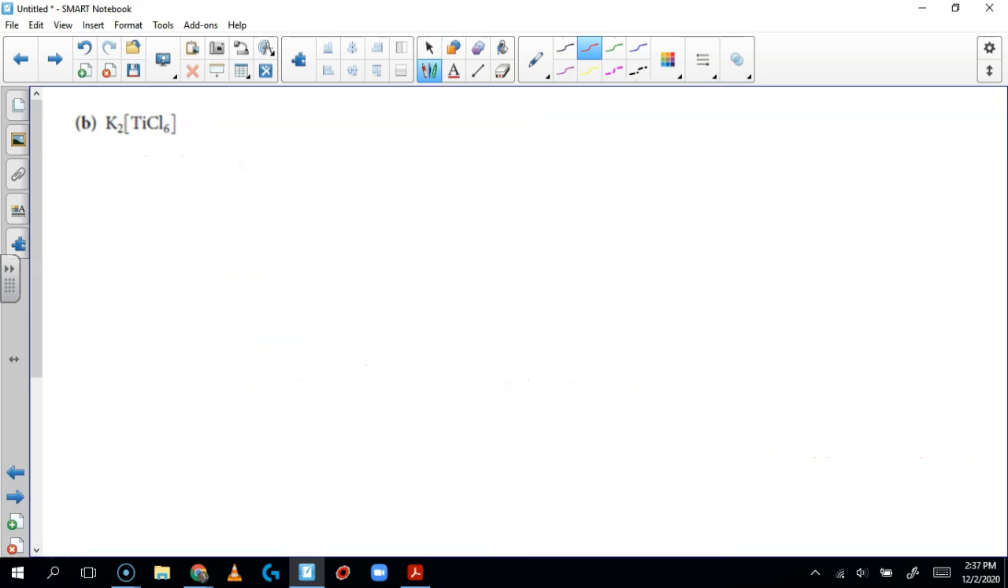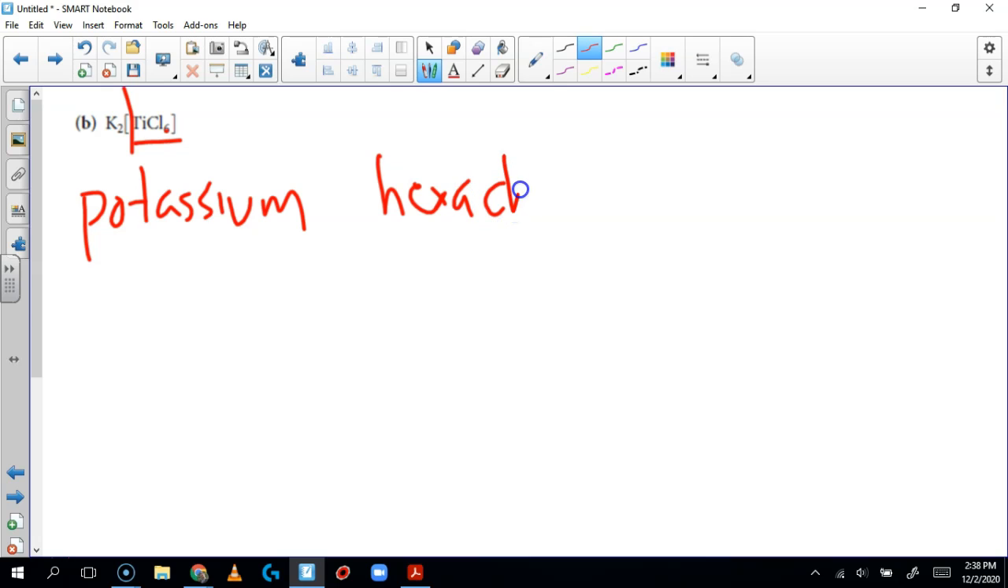Again, there are 2 parts to this. You can see that this is the potassium, so that's the first half. That one's fairly straightforward. Now we have to name this complex ion. There's only one ligand sticking off of this thing. It's just the chloro ligand, and there are 6 of them, so it's hexachloro.